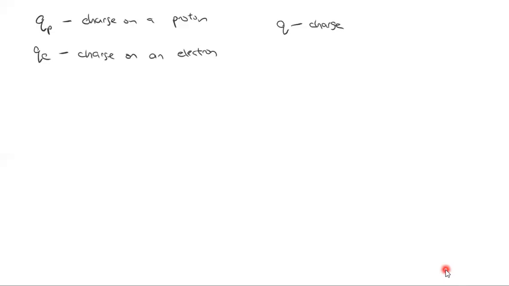Have you guys seen this letter Q before? Is that something you're familiar with? No. Okay. So Q is like S is for displacement, V is for velocity, A is for acceleration in your kinematics chapter. In our chapter here, if you see the letter Q, it will represent charge.